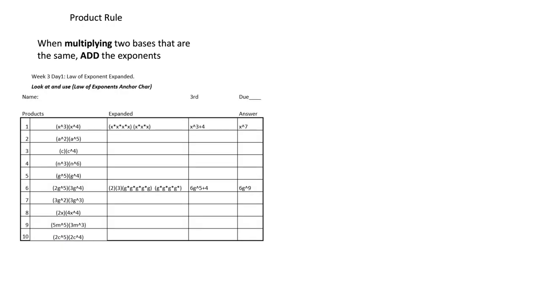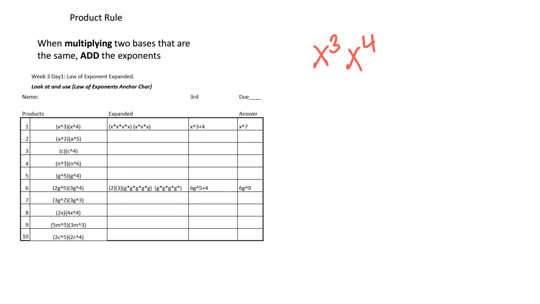So I'm going to go over your first lesson for law of exponents. Again, I'm going to go over the product rule section that says when multiplying two bases that are the same, you're going to add the exponents. Example 1 is already done, so I'm just going to go over that one. It says x to the 3rd power times x to the 4th power.